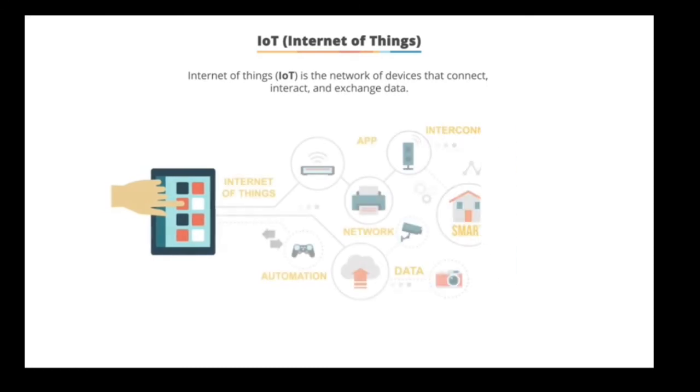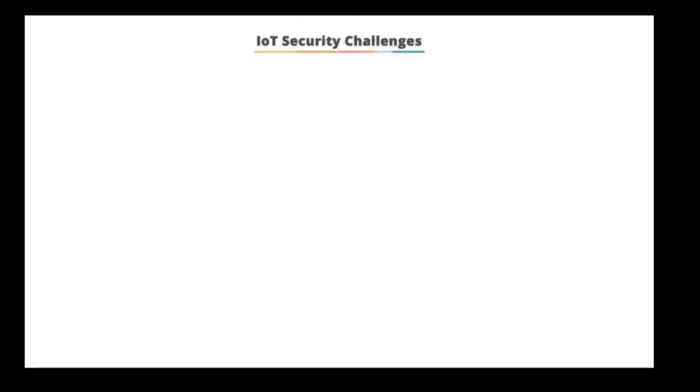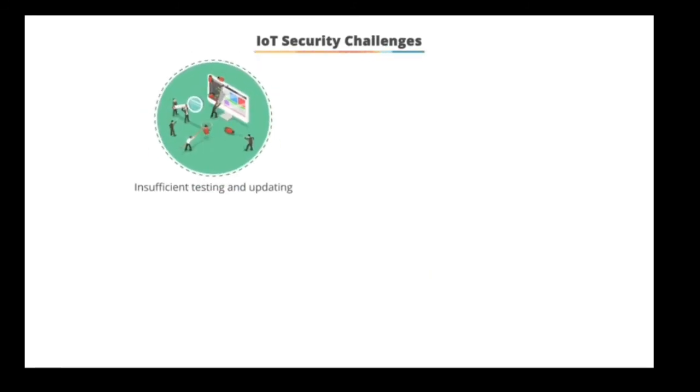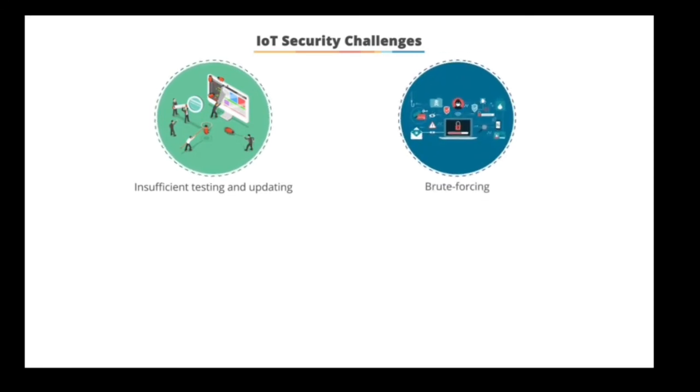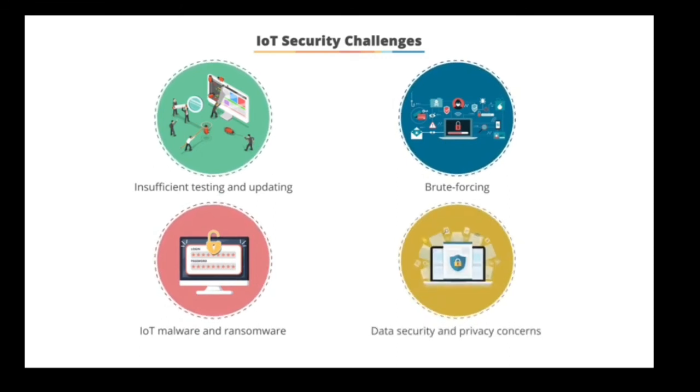Internet of Things. The Internet of Things is the network of devices such as vehicles and home appliances that contain electronics, software, actuators, and connectivity, which allows these things to connect, interact, and exchange data. Internet of Things security challenges: insufficient testing and updating, brute forcing, and the issue of default passwords, Internet of Things malware and ransomware, and data security and privacy concerns, mobile, web, and cloud.